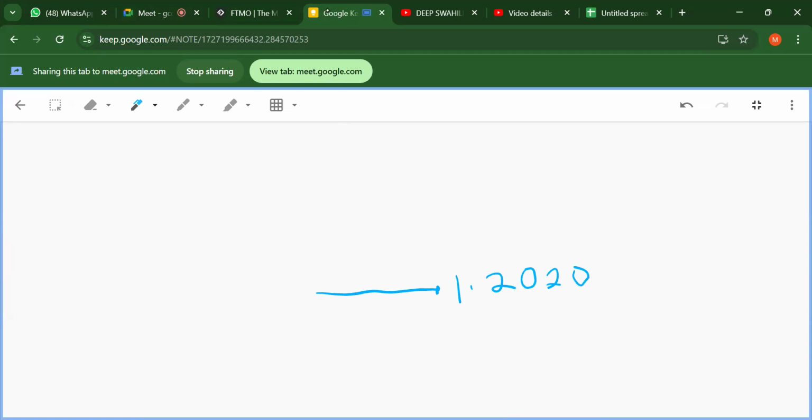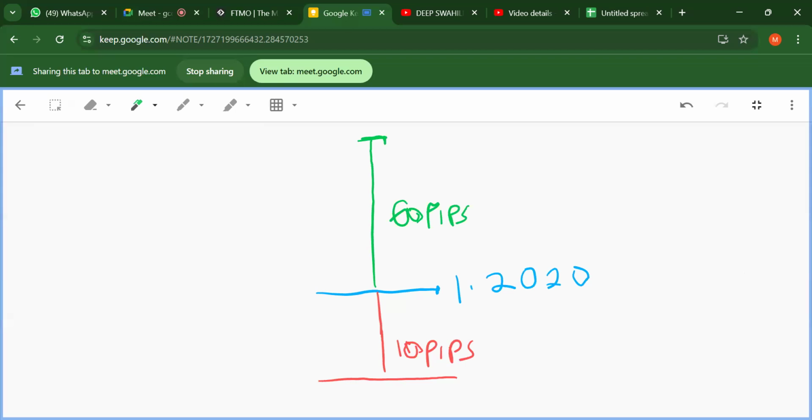1.2020, and you are willing to lose 10 pips. So if the market goes below by 10 pips, that is where you are willing to exit. 10 pips below your entry. And if the market goes in your favor, you are intending to gain 60 pips. Now tell me, what will be your price point for 60 pips? Tell me the exact point that you'll be targeting for 60 pips. And if you lose 10 pips, at what point?